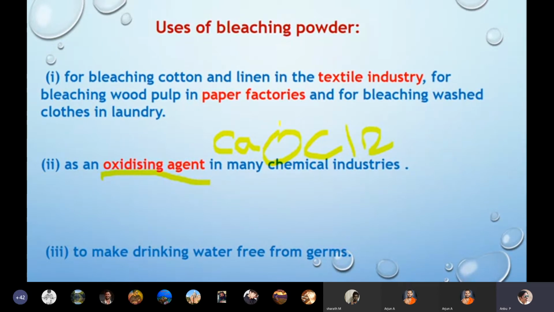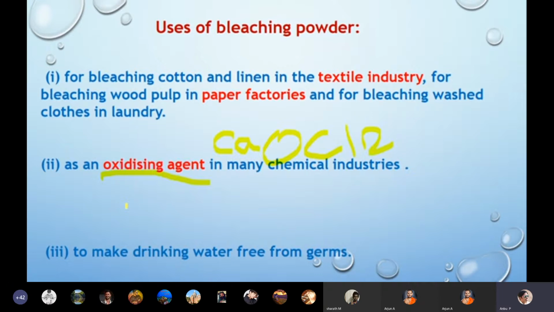Chlorine gas is passed through slaked lime. It is calcium hydroxide, Ca(OH)2 is the formula. Then they both react together, undergoing a chemical change to form calcium oxychloride, which is called bleaching powder. So that is how bleaching powder is synthesized. So we have completed bleaching powder.